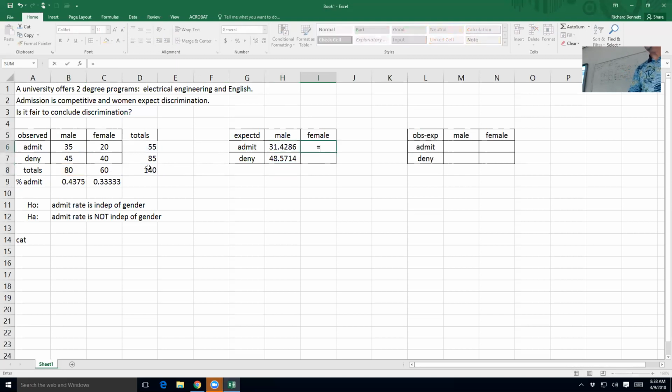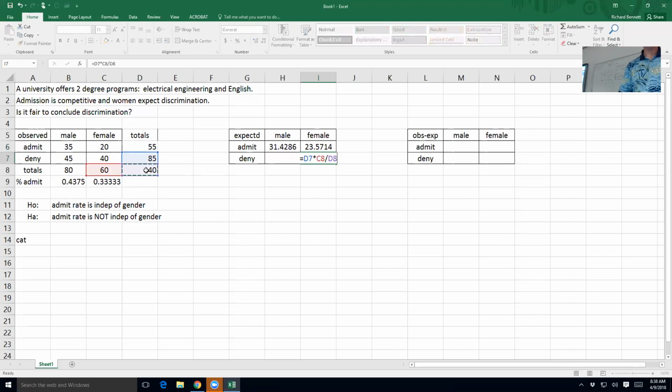Now, I'm in row 1, column 2. So I'm on the row 1 total times the column 2 total divided by the grand total. And I'm in row 2, column 2, equal to the row 2 total times the column 2 total divided by the grand total. Okay, does that make sense?